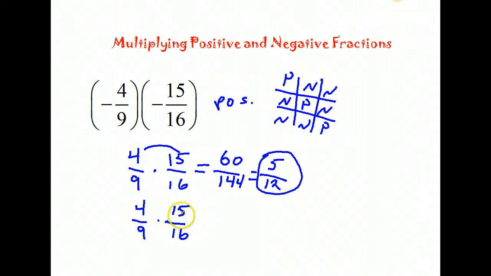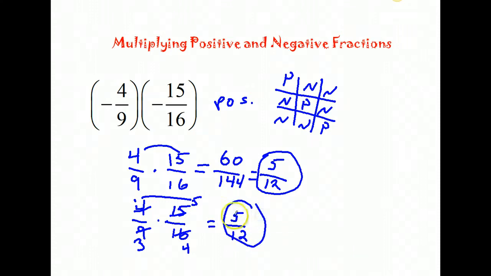This is called cross-canceling. I look to see if there's factors in common with the numbers across from each other, or vertically, and I noticed that 4 goes into 4 once, 4 goes into 16 4 times. 3 goes into 9 3 times. 3 goes into 15 5 times. Now I multiply those numbers across. 1 times 5 is 5. 3 times 4 is 12. And I get the same answer, 5/12. But look, my numbers are a lot smaller than what I was dealing with. Makes the problem a lot easier that way.